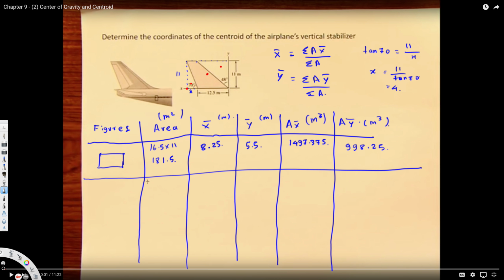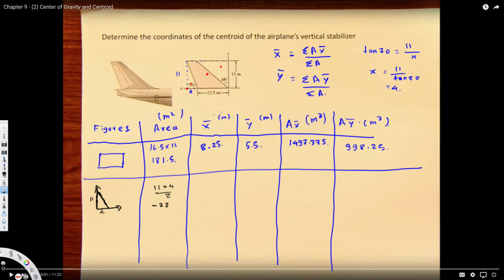So in this case, what I'm going to do is I'm going to use a different color to remind me I have to subtract this one. So I'm using this color pen, and let's do this one. So this is my triangle right here. So for the triangle, we know the height is 11, and the width we calculated is 4. So the area of the triangle is width times the height divided by 2. So therefore it's going to be 11 times 4 divided by 2, which is going to be 22. So it's going to be negative 22, because we are going to subtract this one.